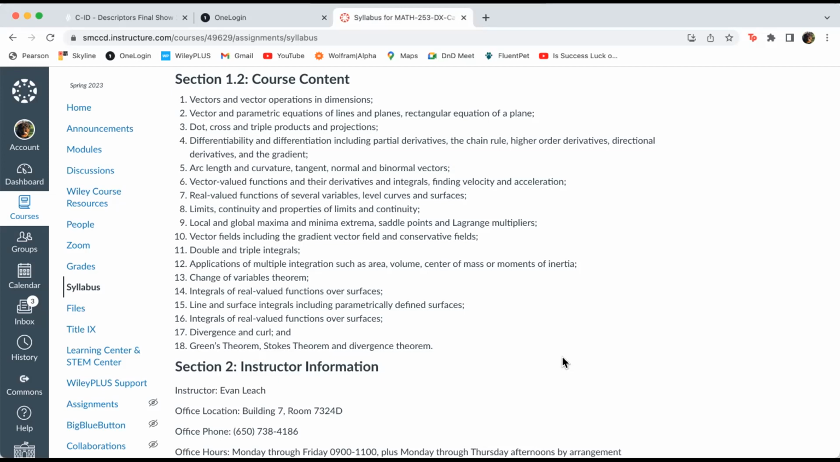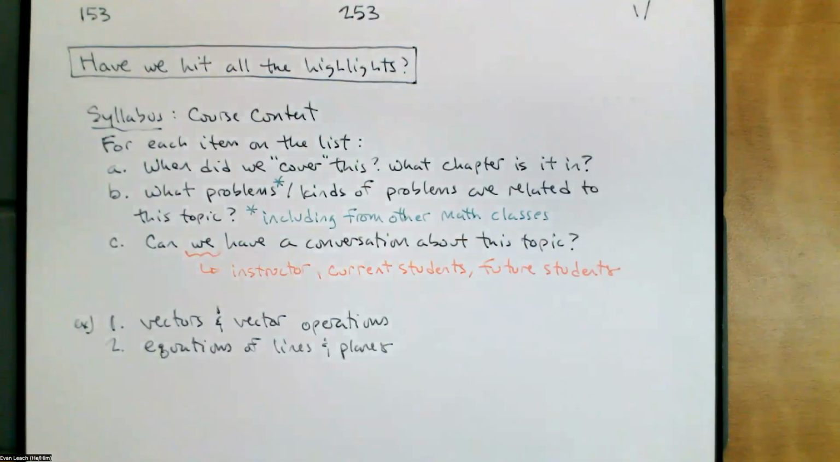So we've got these three things. We've got vectors, vector operations. And that kind of says a lot. Number two is a more specific thing, because number two is about equations of lines and planes. There's like the rectangular equation of a plane, that's in equations of lines and planes. But equations of lines and planes, vector and rectangular, and then dot, cross, triple products, and projections.